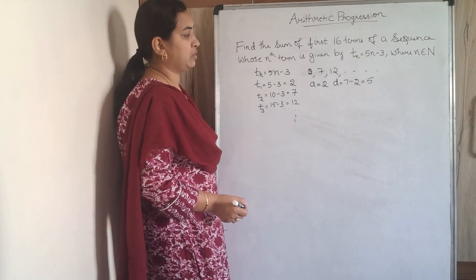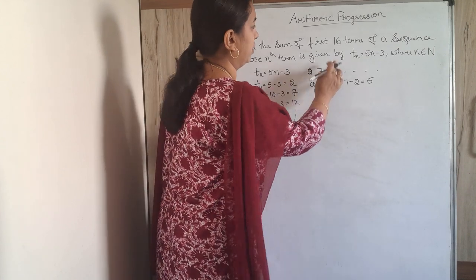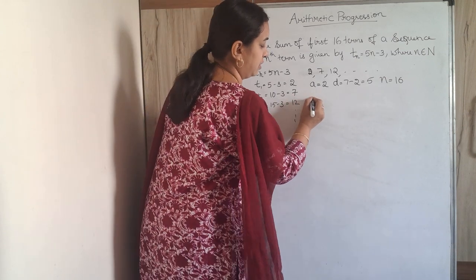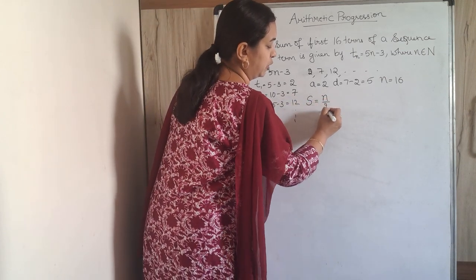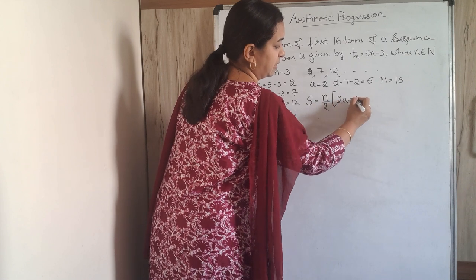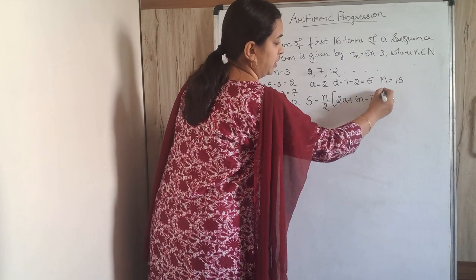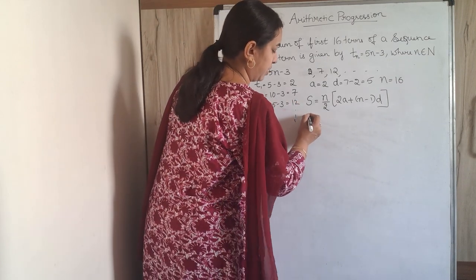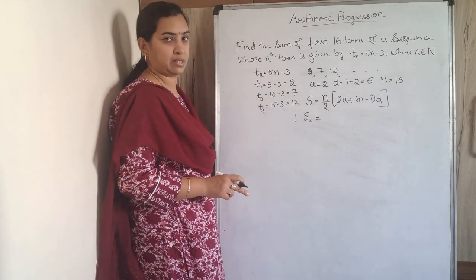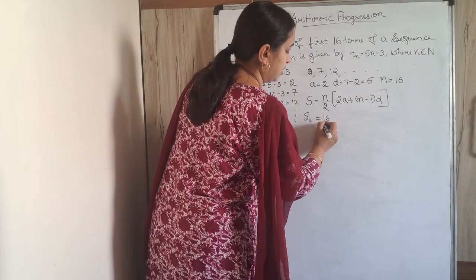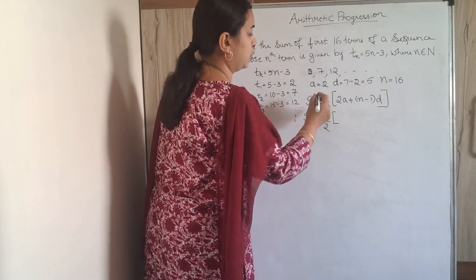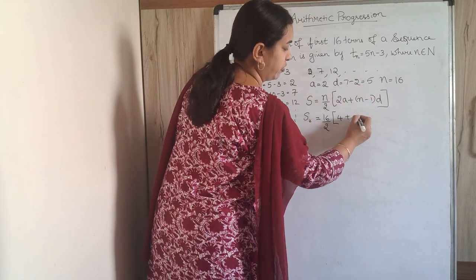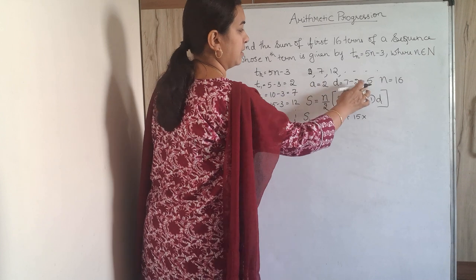Okay. So now you know the value of A, you know the value of D. They have given the value of n as 16. So using the formula, S is equal to n by 2 into 2A plus n minus 1 into D. So here we are finding the sum of 16 terms. So you can write it as S16 or you can leave it as S itself. So this will be 16 by 2 into 2 into 2 is 4 plus n will be 16 minus 1, that is 15 times. Here D is 5.